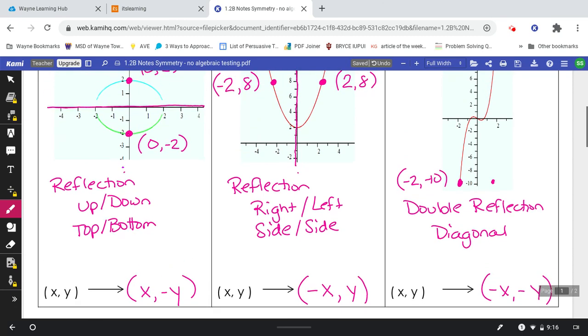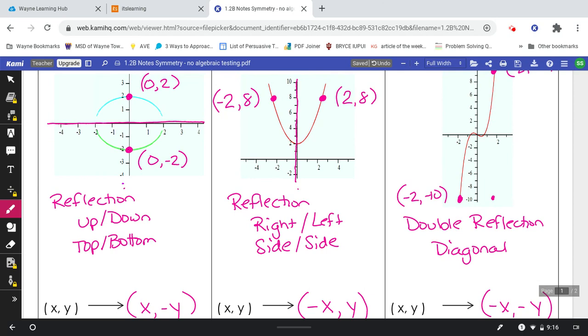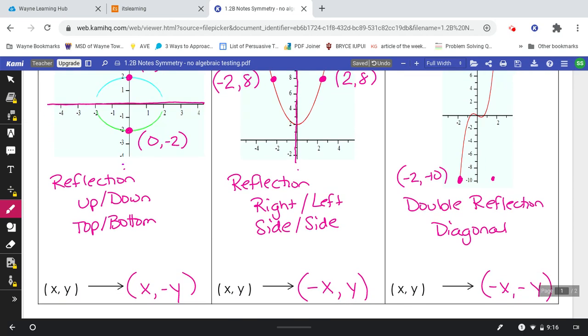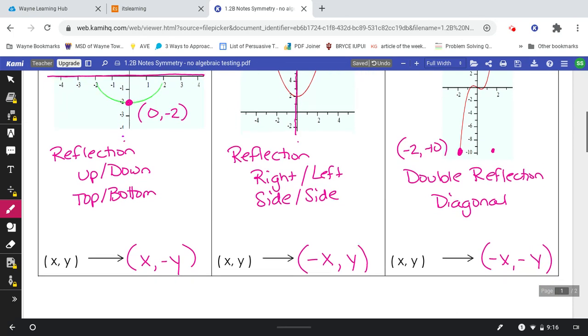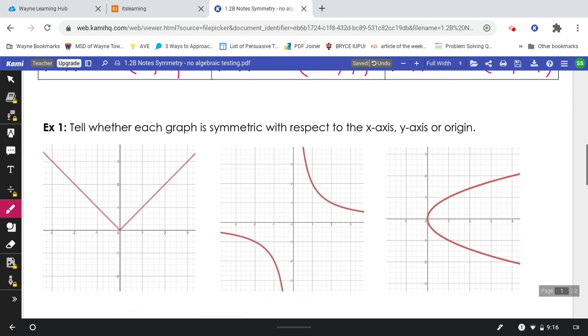Okay, so these notes are going to be split up into two different pieces. One is just going to be examining graphs. And then on the back side at the very end, we're going to focus on these xy points. Let's get started with our graphs.